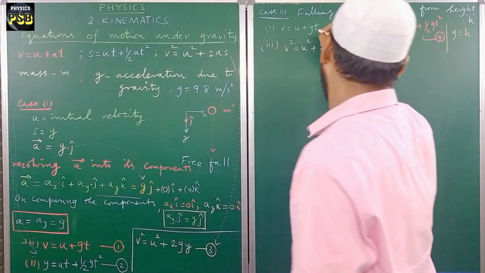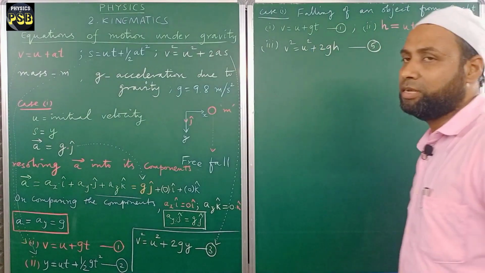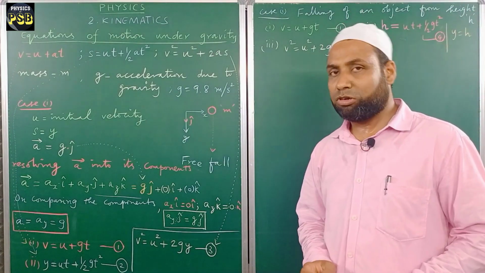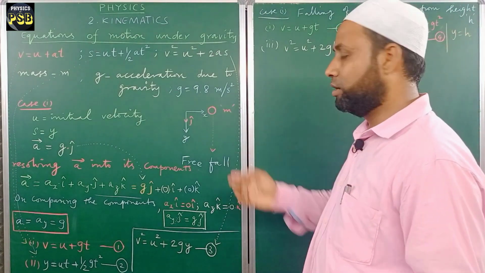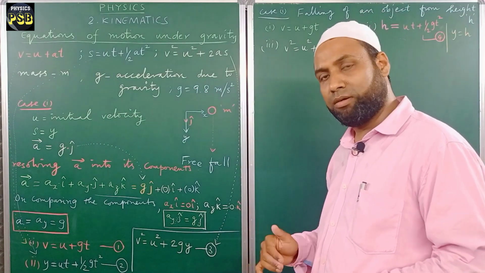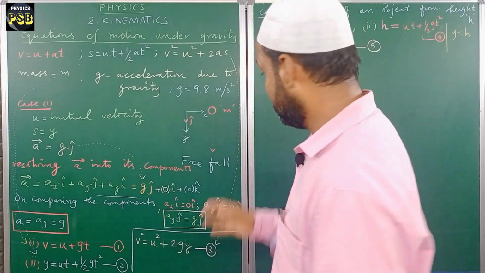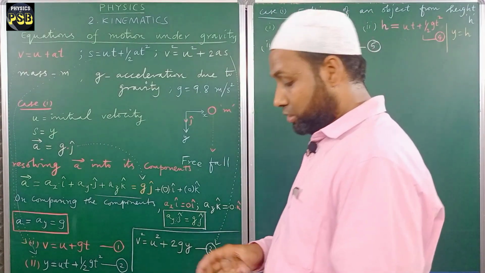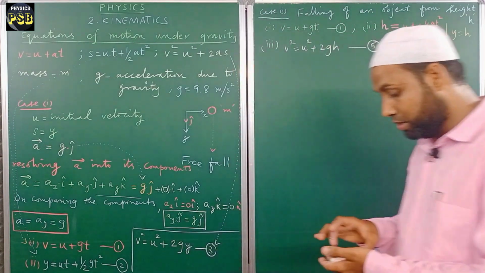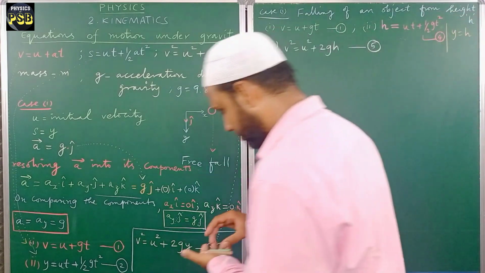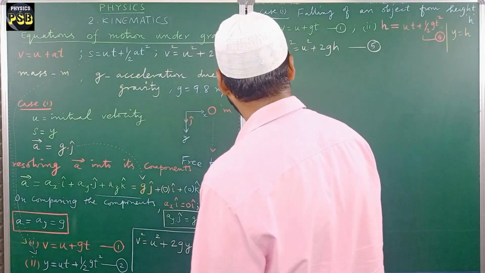Here equations number 1, 4 and 5 represent the kinematic equations of motion for an object under free fall from height h towards the ground. Got it? Now next we'll discuss the second case, case 2.